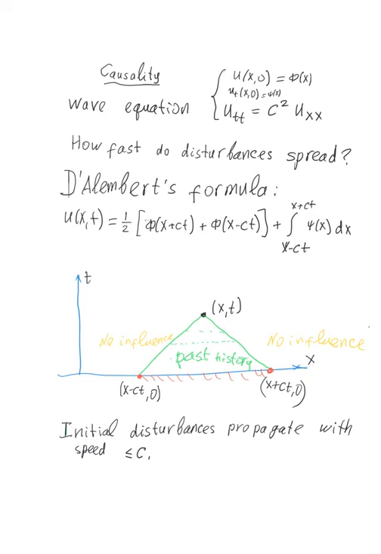In fact, if the initial velocity were 0, then there would be no integral in the D'Alembert formula, and the current value of the solution would depend only on 2 points in the past. So the interior points of this initial interval wouldn't matter either.